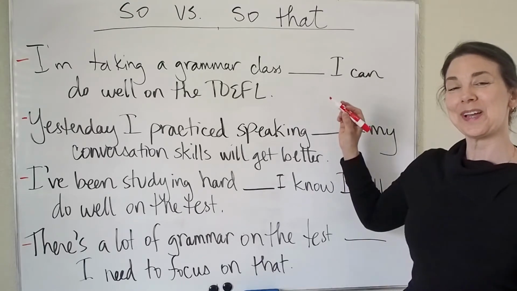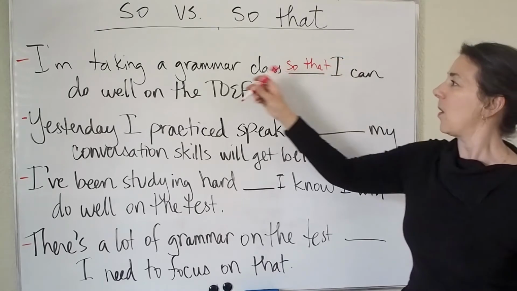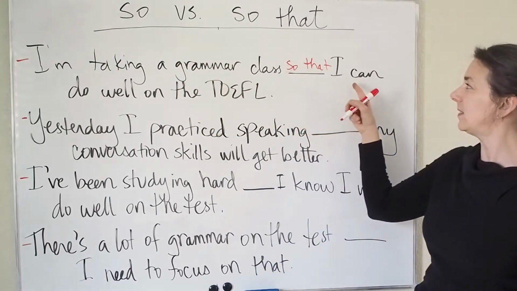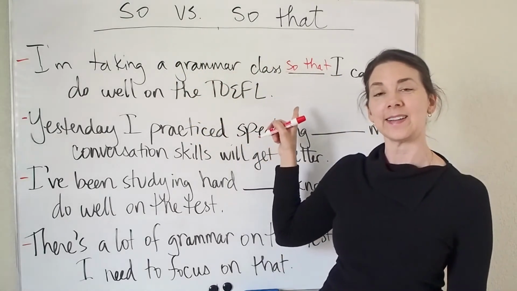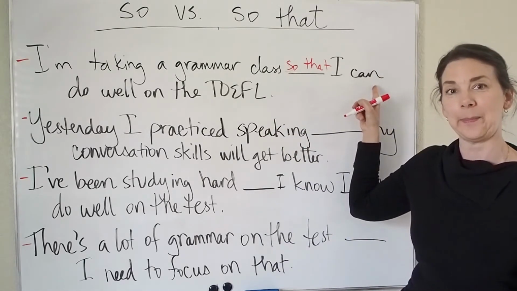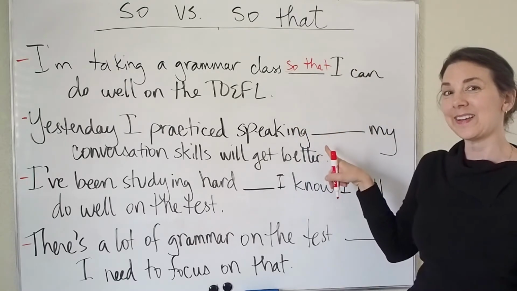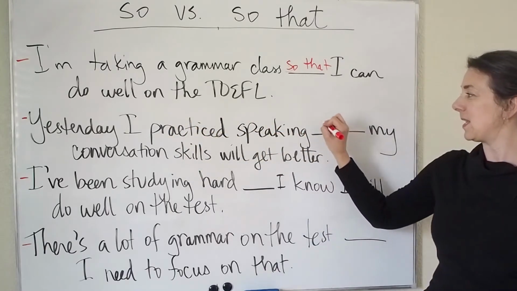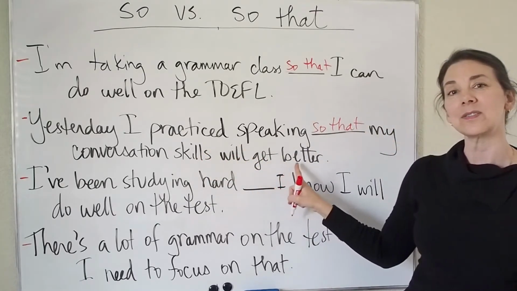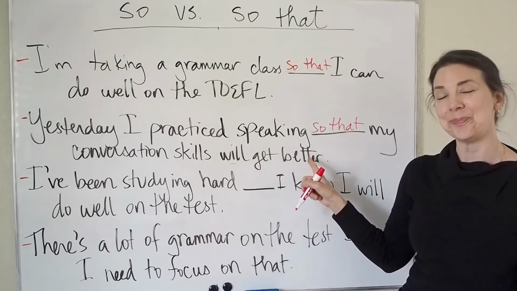For the first one, you should have chosen so that because we want to show why am I taking a grammar class? What's the purpose? The purpose is so that I can do well on the test. And again, this indicates a plan or a goal or something that you hope will happen. This is a subordinating conjunction, so no comma. The next one, yesterday I practiced speaking. Why? So that my conversation skills will get better. Again, this indicates a plan or a goal.